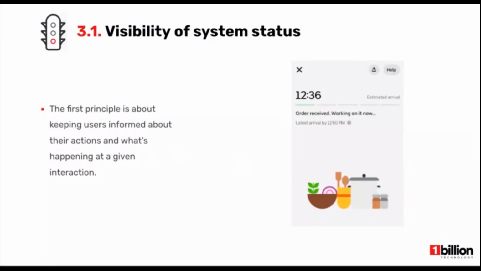For example, if you take Uber Eats, we can see there are 5 steps in order to complete this food ordering process. Now we are in the first step of the ordering process, and it also informs how long it takes, the estimated arrival time, and everything. So the user is kept well informed of what's happening and what's going to happen in the next 4 steps. The user won't feel left out. Okay, this is what I'm going to get. So that is visibility of system status.